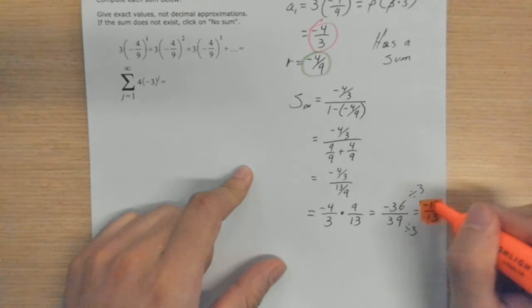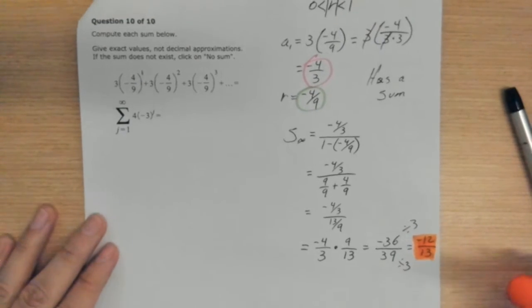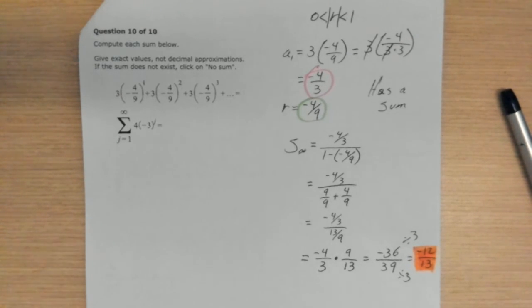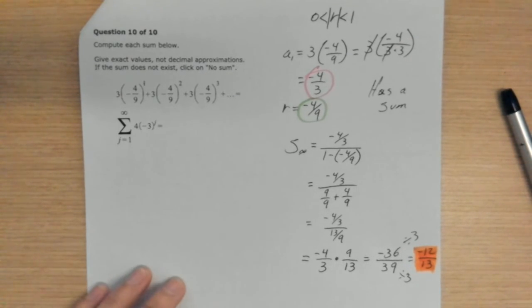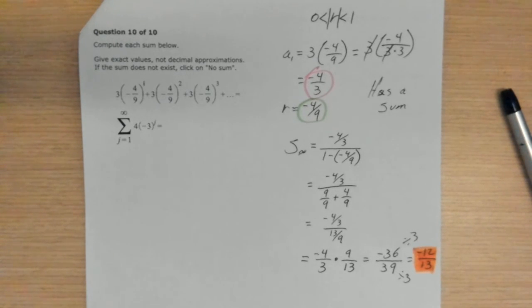I'm glad. Minus 12 over 13. And that's the actual answer, right, on the back? Minus 12 over 13. Good. Alright, the last one. The last one.